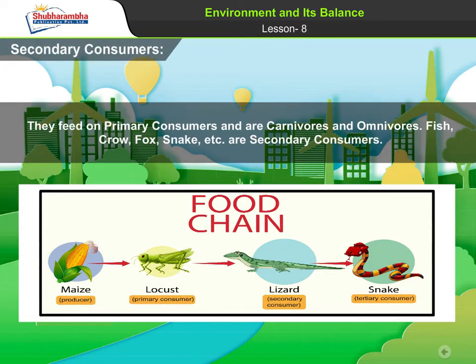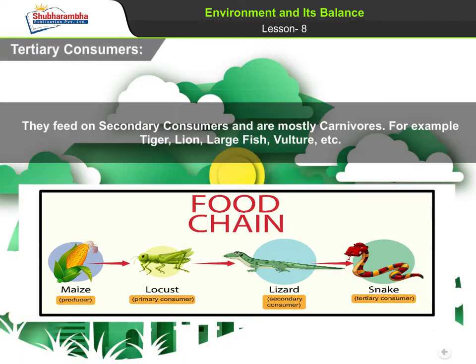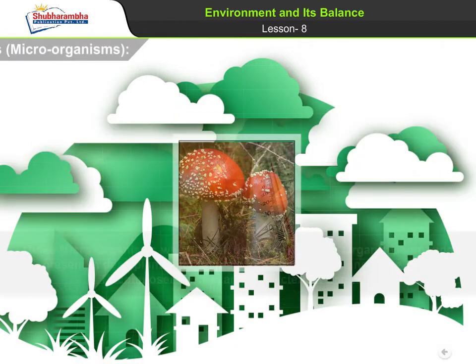Secondary consumers. They feed on primary consumers and are carnivores and omnivores. Fish, crow, fox, snake, etc. are secondary consumers. Tertiary consumers. They feed on secondary consumers and are mostly carnivores. For example, tiger, lion, large fish, vulture, etc.